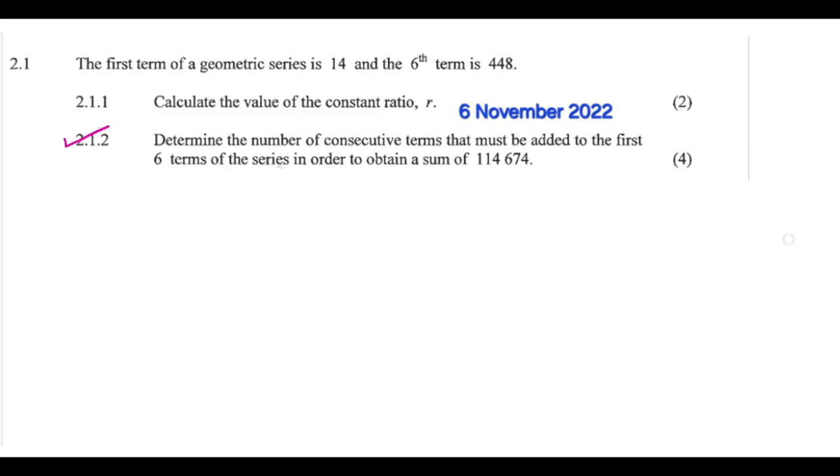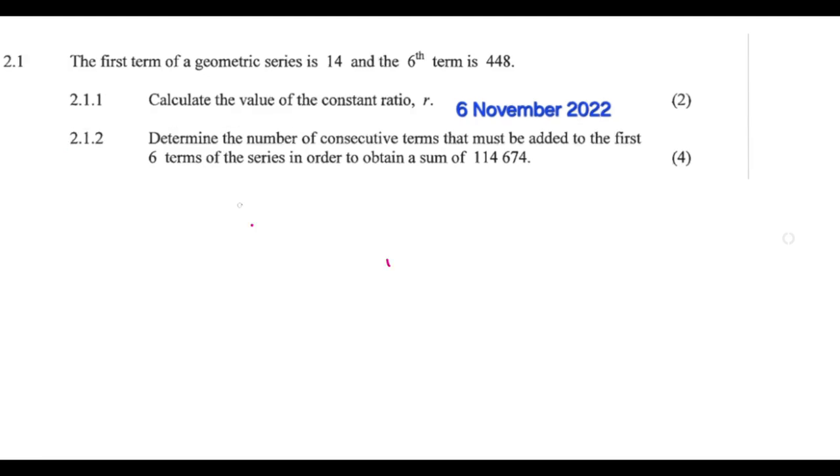Second question, he said determine the number of consecutive terms that must be added to the first 6 terms of the series in order to obtain a sum of 114,674. So the Sn, which means total, must be equal to 114,674. So this is the total, S total.